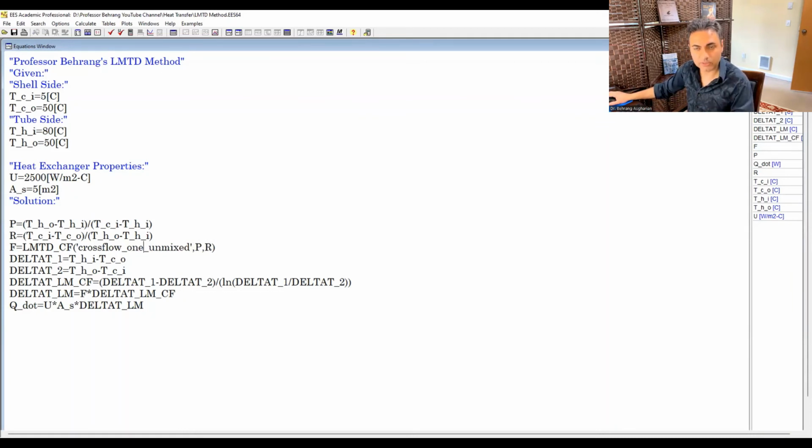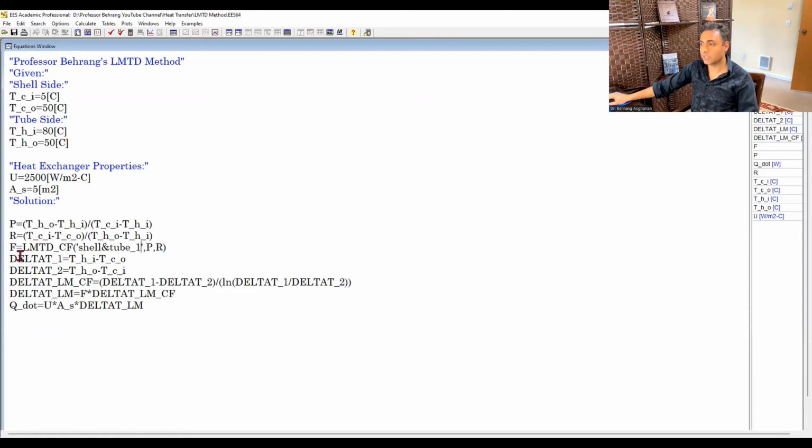You can use that one too, or you can say shell and tube, shell and tube underline 2. Then that would be the case that you have 2 shells and you have 4 tube passes. You can have, I don't know, 3 shell passes and 6 tube passes, something like that. So it depends on what you're looking for. Our case, the problem asks for 1 shell pass. So this is the right type of heat exchanger for us. And this function calculates the correction factor for us.